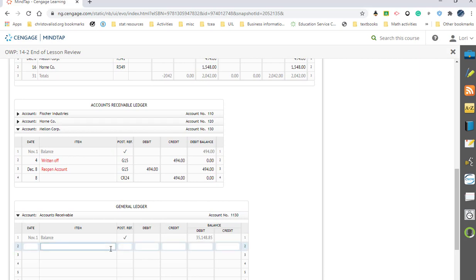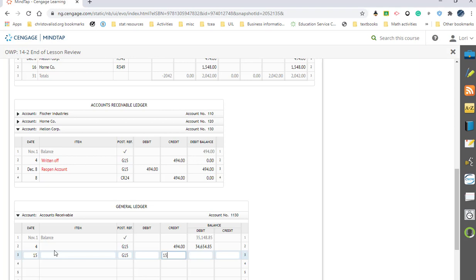And so now we're going to do the accounts receivable. There's going to be a lot of them here, so I'm going to show you how we do it on a few of them, and then we'll pause it and let you see it and fill in from there. So on the 4th, from Journal 15, we received a credit for $494. Because we were writing off that amount, we lower the amount, and that gives us $34,654.85.